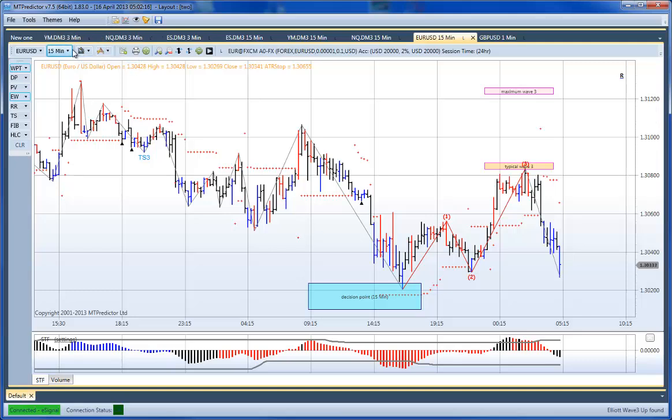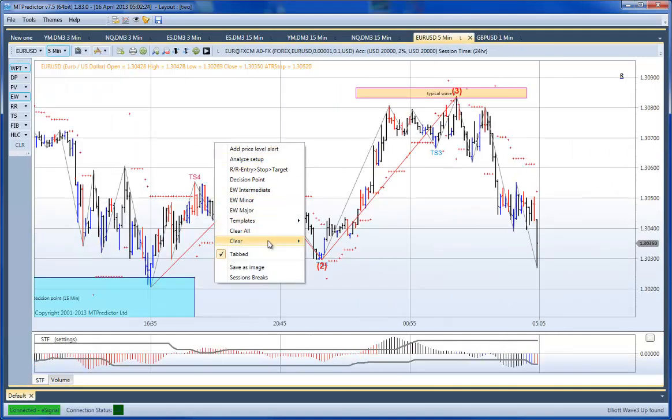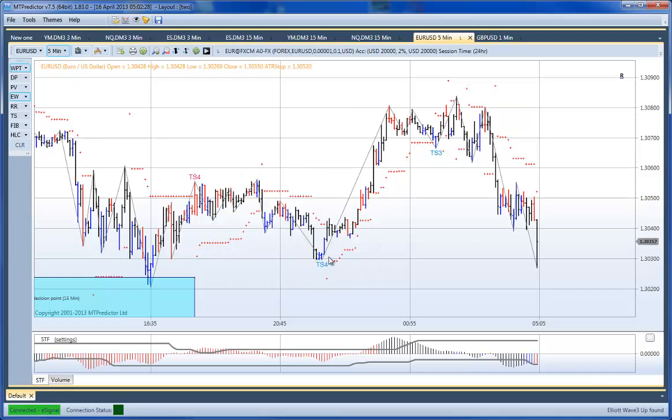We then go to the shorter time frame chart, in this case the 5-minute chart, and as we've already seen, I'll just clear all the Elliott waves there. We're then looking for an ABC correction. This is normally into a TS3 or a TS4 setup, which is automatically identified by the software.